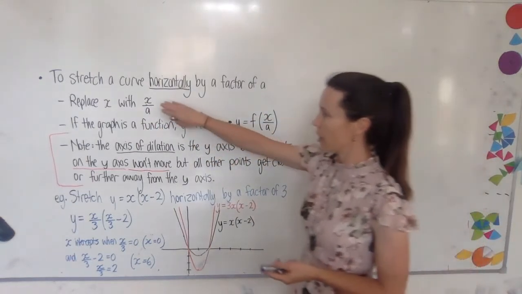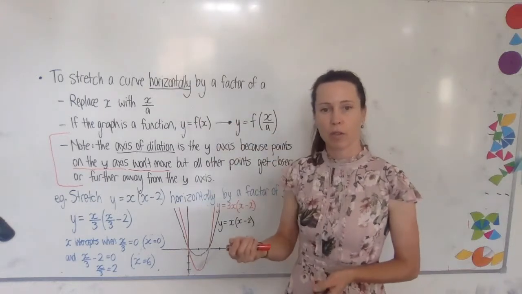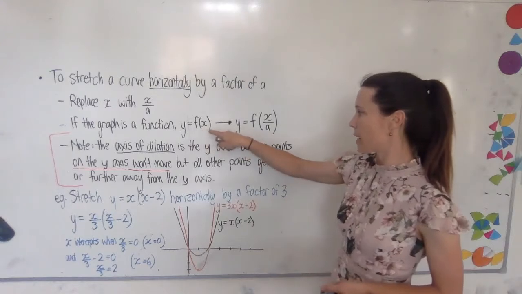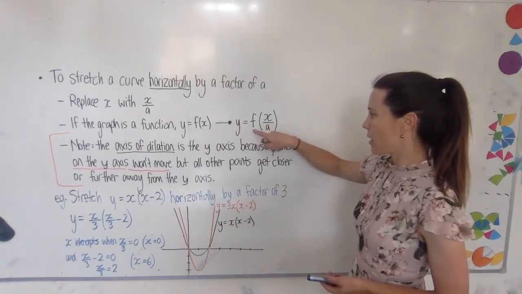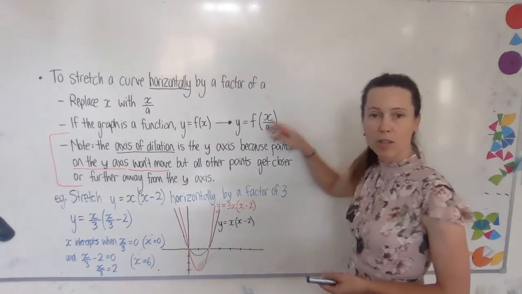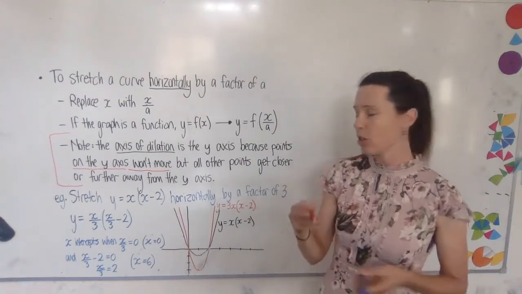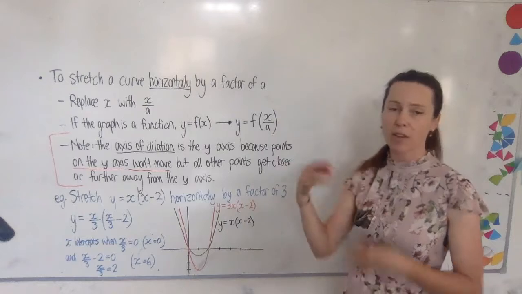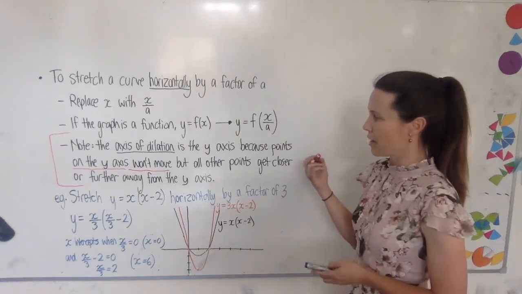Now, this will work every time. If your graph is also a function, you can use this method, or you can say, if I had y equals f of x, now I need to make y equals f of x over A. So just look for any x's that you've got in your function, replace them with x over whatever your stretching factor is, and then you can simplify or work with that as you need to.